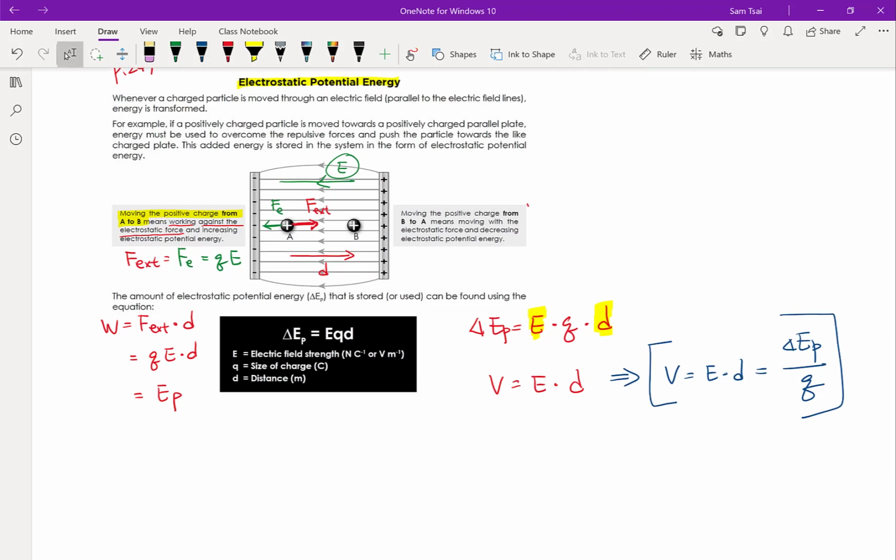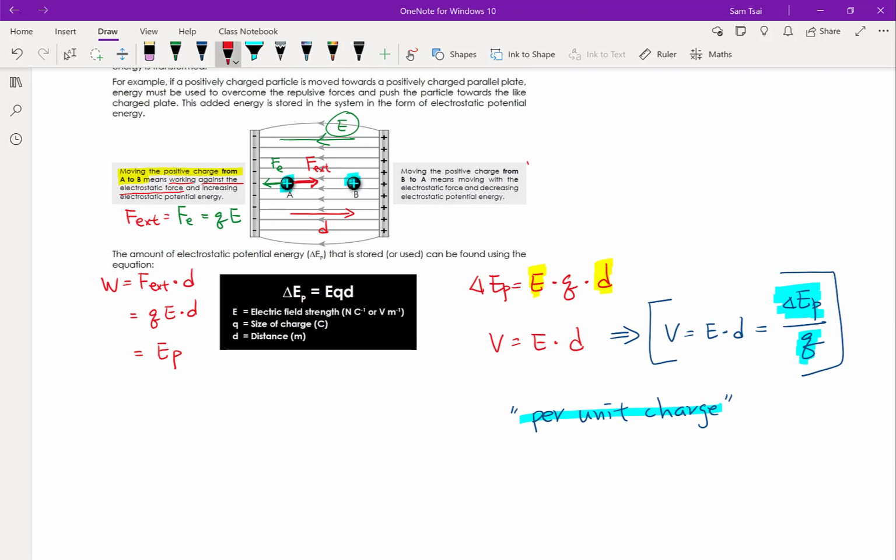That means for every coulomb, or per unit charge, which is this one, per unit charge, between two positions, they will gain or lose energy, the electrostatic potential energy. A very easy or common example is, for example, we have a battery from the supermarket, 1.5 volt, and we connect it to a light bulb.